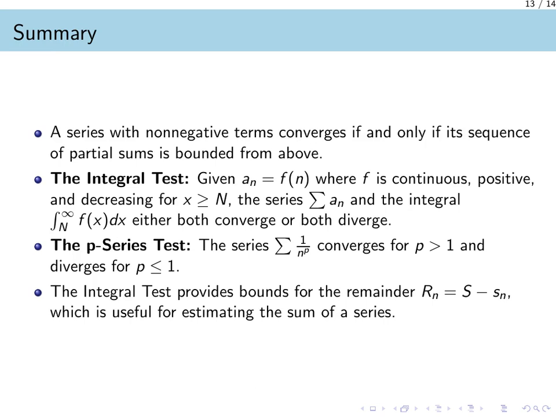We began with the fundamental condition for a series with non-negative terms to converge. Its sequence of partial sums must be bounded from above. The integral test gives us a powerful method to check for this. If the terms of a series can be described by a continuous, positive, and decreasing function, then the series and the corresponding improper integral will either both converge or both diverge. But a direct and very useful consequence of this is the p-series test.